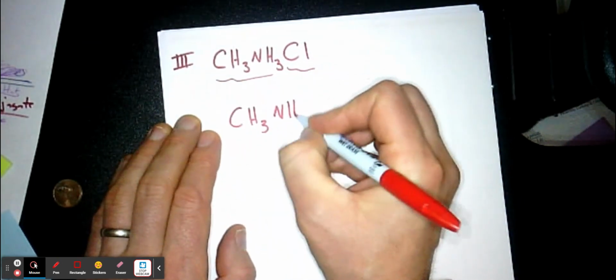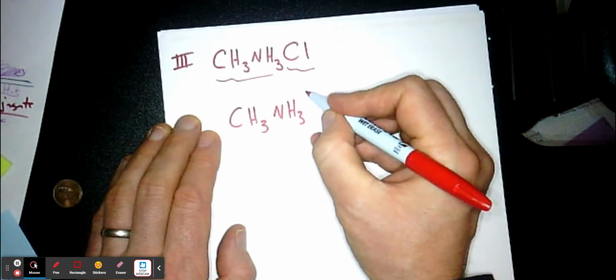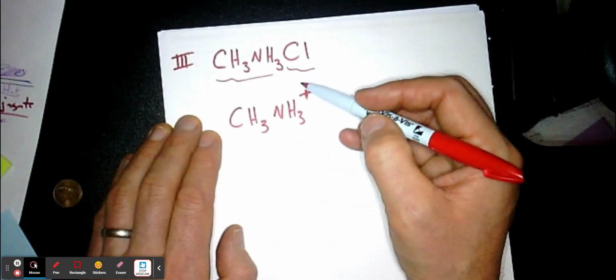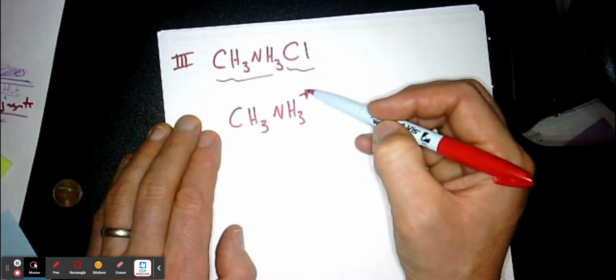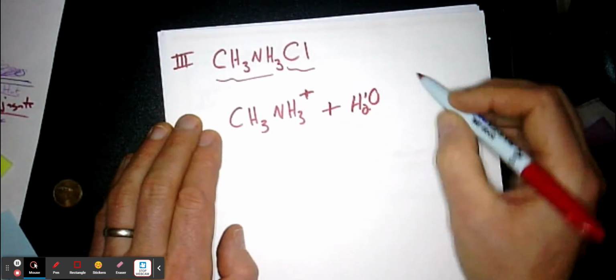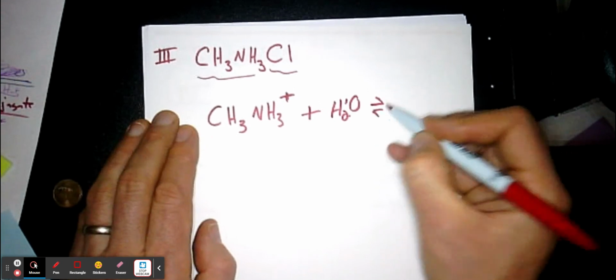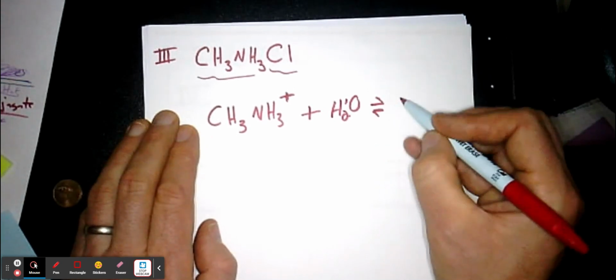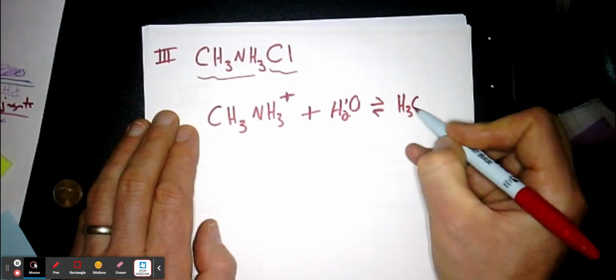CH3NH3, this would be plus, all right? Now, and this is chloride. If it's a plus, that means it's probably going to want to donate H to a different species, and therefore act as an acid.